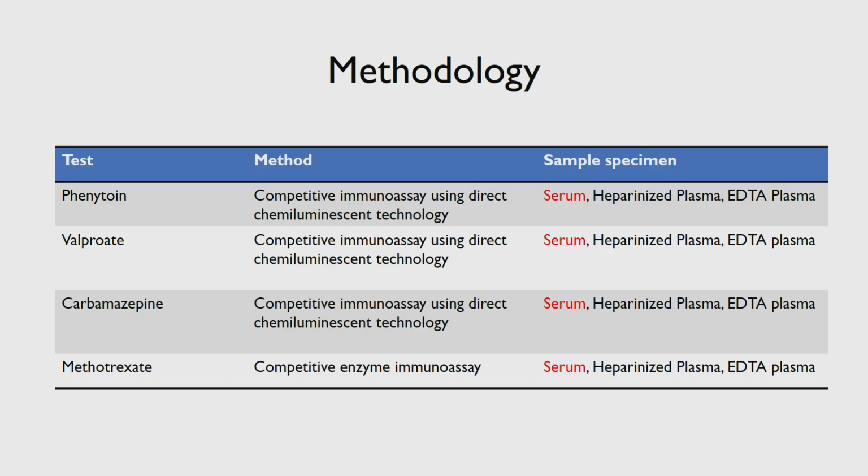Coming to the methodology, for all the anti-epileptics, we are following competitive immunoassay using direct chemiluminescent technology. For methotrexate, we are going for enzyme multiplied immunoassay. The sample specimen that can be used is serum and plasma, and currently in our lab, we are accepting serum samples for TDM.